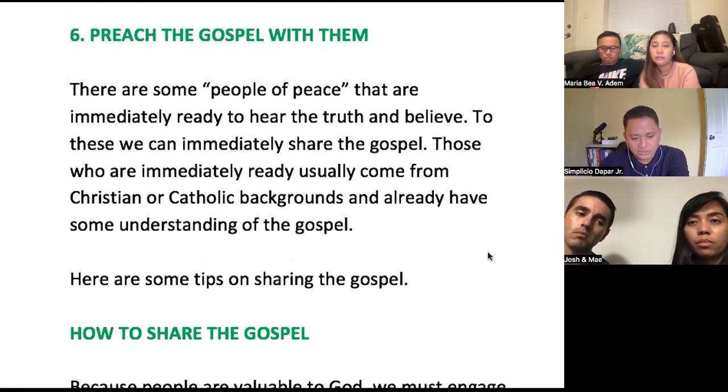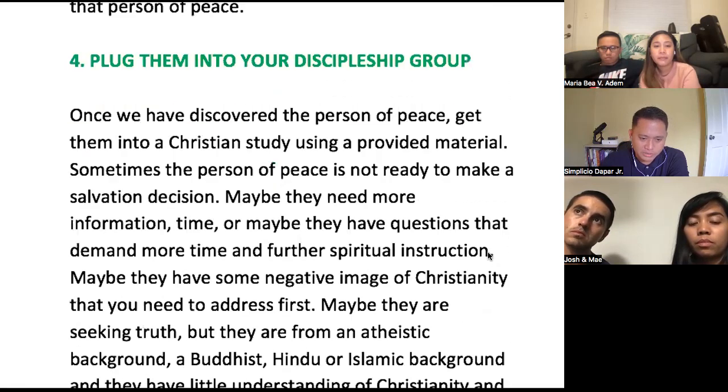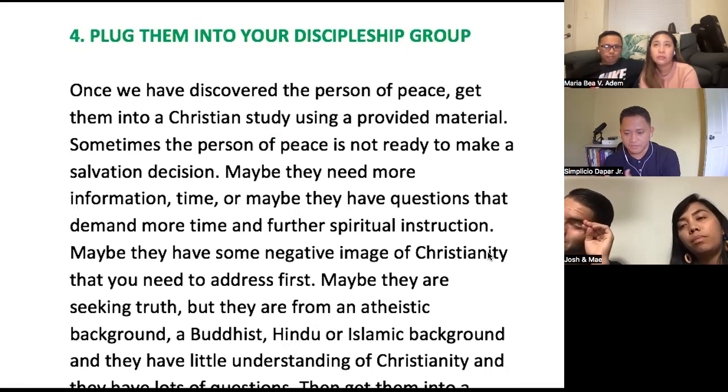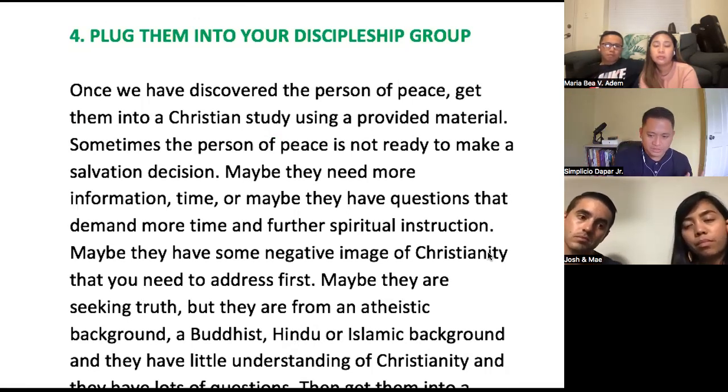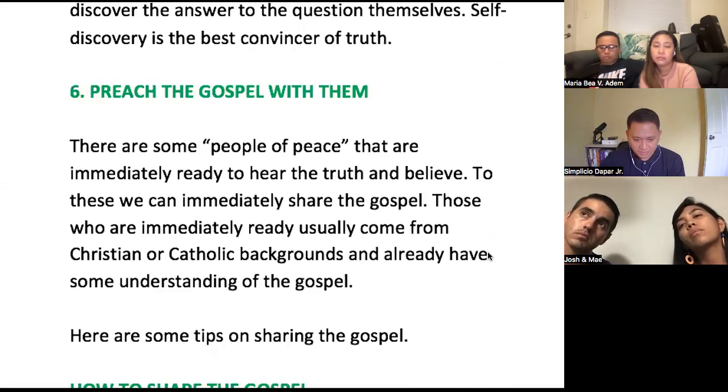Well, you can interchange them with step 4. You can preach the gospel to them before you plug them into a small group. But the good thing about our material is that the first lesson is about the gospel. So whether you plug them in first or you preach the gospel to them, it doesn't matter, because they will go through the gospel again, in the first lesson in the material that we made.